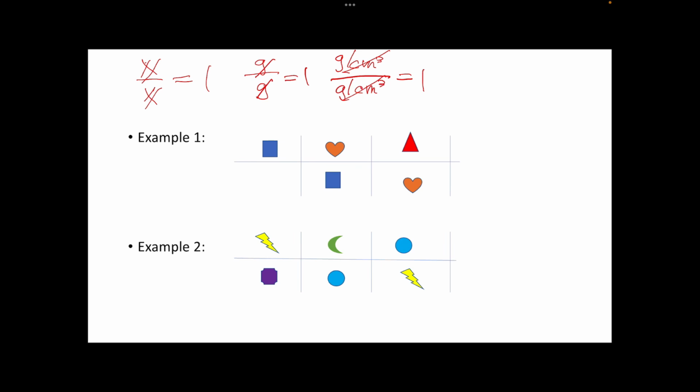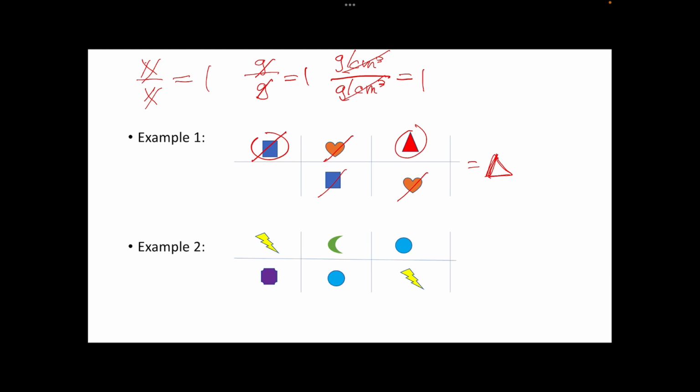So instead of units, let's pretend they're shapes, all right? In this example, we're starting with a square and we're ending with a triangle. So we have a square on the bottom, a square on the top, and on the bottom here a heart, a heart on the top, that cancels, and we're left with the units of triangles. All right, and remember with the train tracks, everything on the top is multiplied and everything on the bottom is divided. Now let's look at this second example.